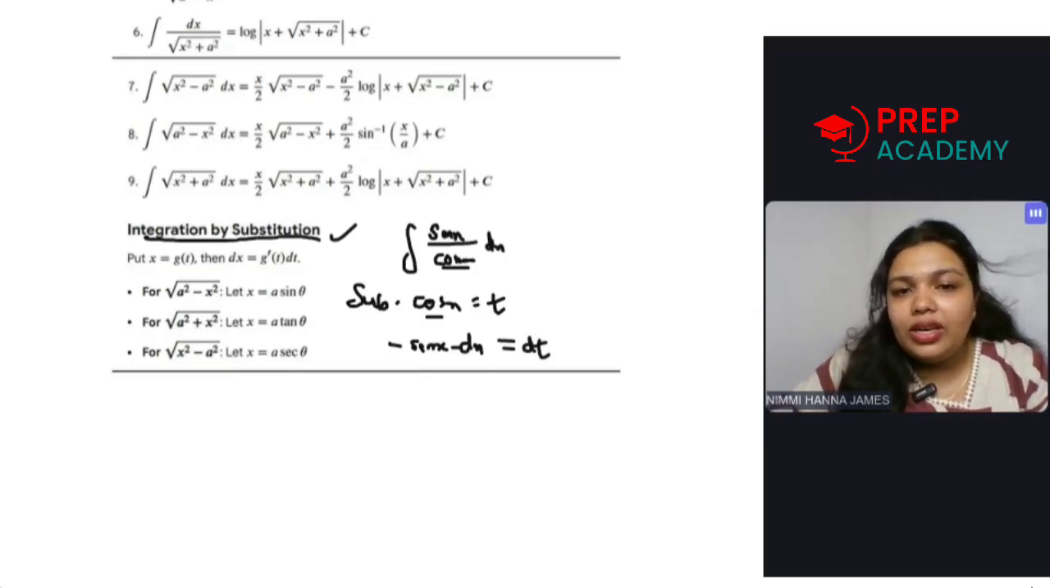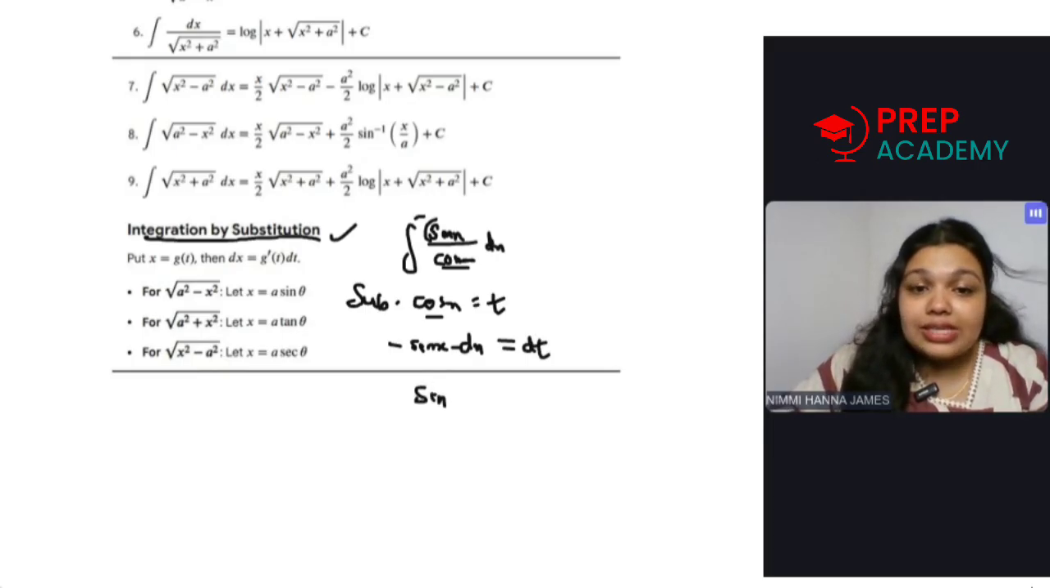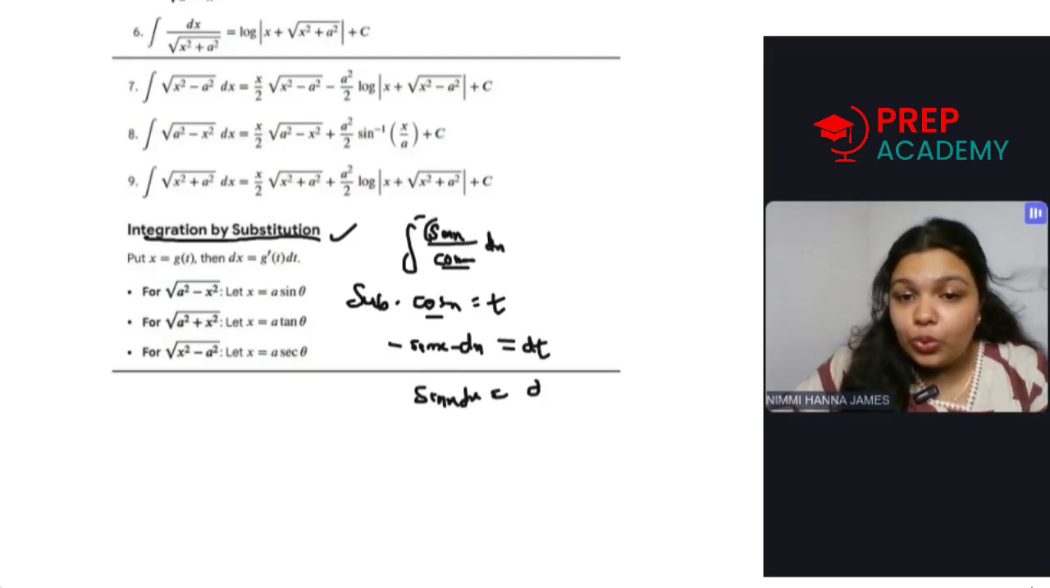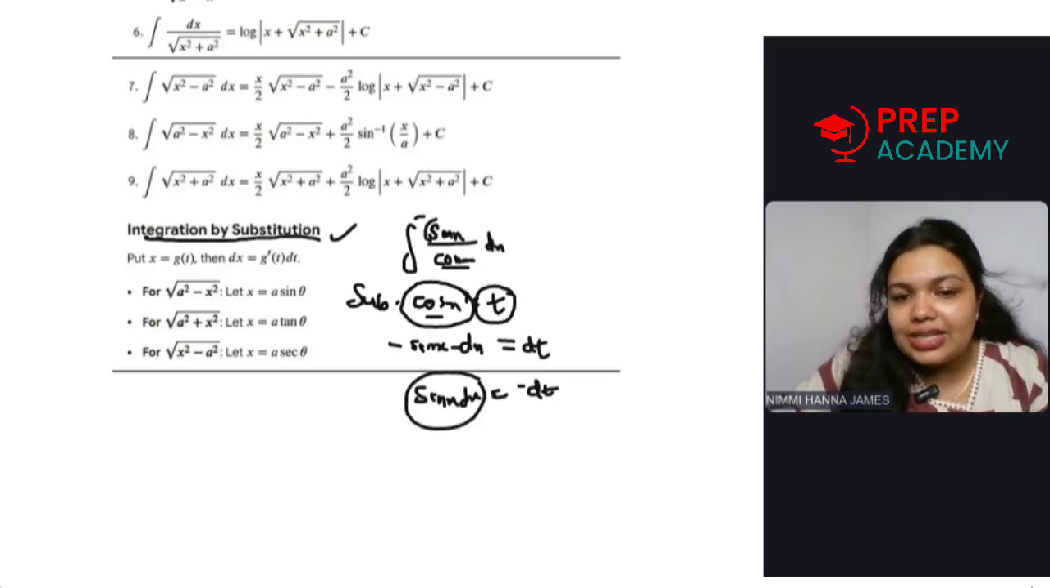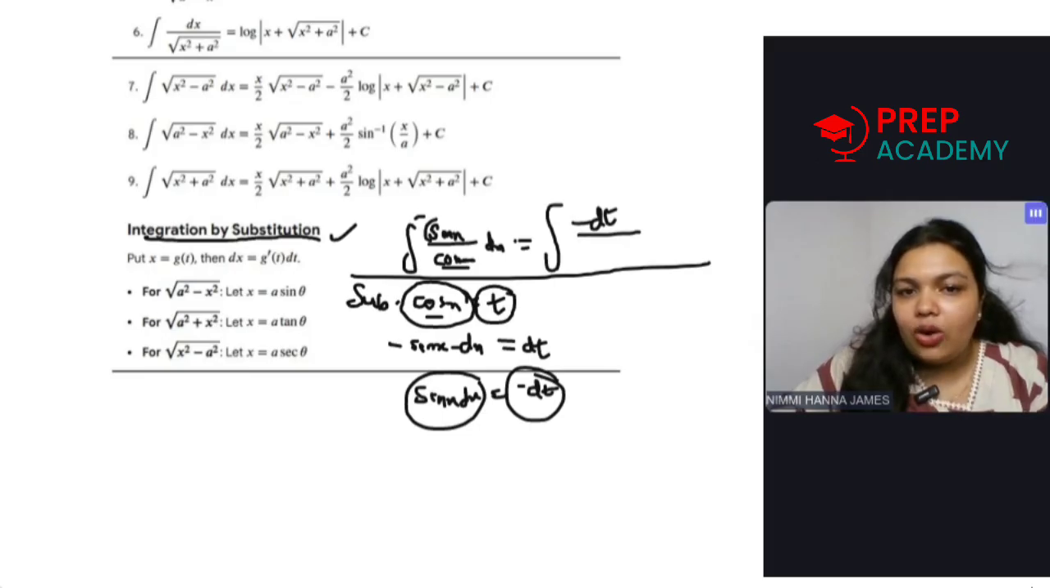When we look here, we have sin x dx, so we have an additional minus sign. We just throw it on the other side. So sin x dx is equal to minus dt. Now we have cos x is equal to t and sin x dx is equal to minus dt. We're going to substitute in here. That is integral, sin x dx is minus dt, and cos x is t.